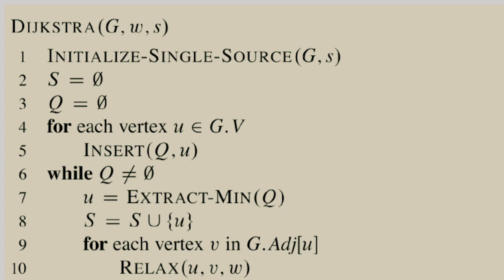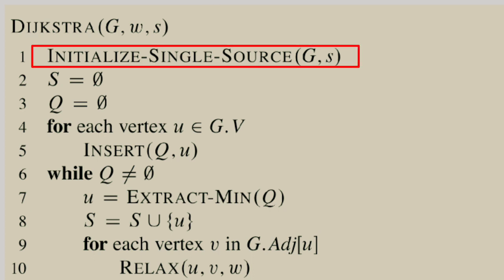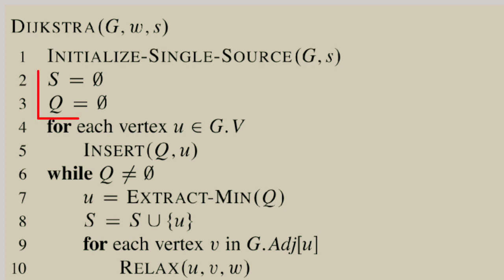Finally, let's come to the Dijkstra's algorithm. The algorithm takes the graph G, the weights of the edges w and the source s as the input. Line 1 calls the function initialize single source, which was already discussed, to perform the initialization operations. Line 2 and 3 initialize two data structures S and Q to phi, and these data structures need some explanation.